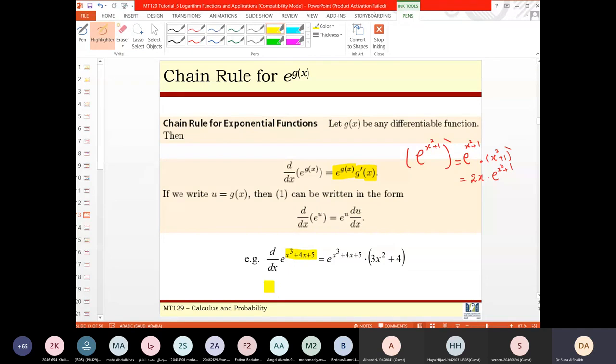This is the chain rule. So the derivative is the function itself as it is, multiplied with the derivative of the power. The derivative of the power is 3x squared plus 4. Okay? Simply, we are applying this rule: the derivative of the function multiplied with the derivative of what is inside it.